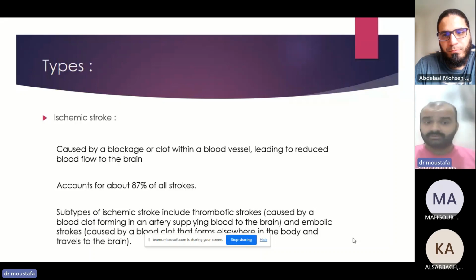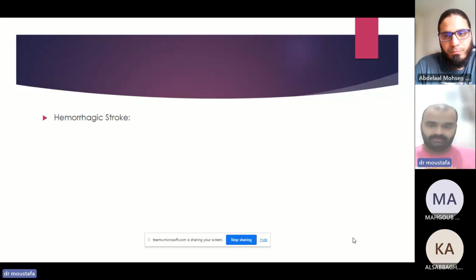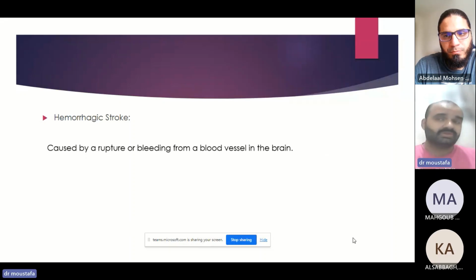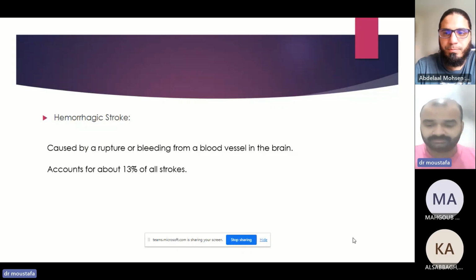About the treatment of ischemic stroke, we'll leave it for now, and discuss the other type of stroke, which is hemorrhagic stroke. So what's hemorrhagic stroke? As we said before, it's also an interruption in the blood supply to the brain, but this time it's bleeding, within a blood vessel in the brain. I said before that ischemic stroke accounts for maybe 87% of strokes, so hemorrhagic strokes take the rest, which is 13%.